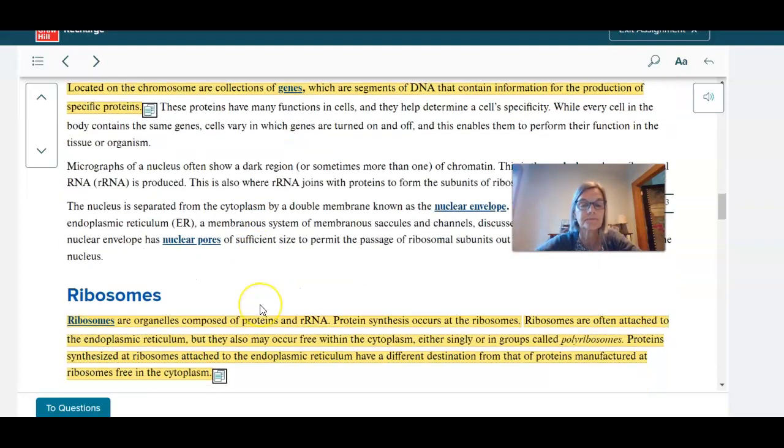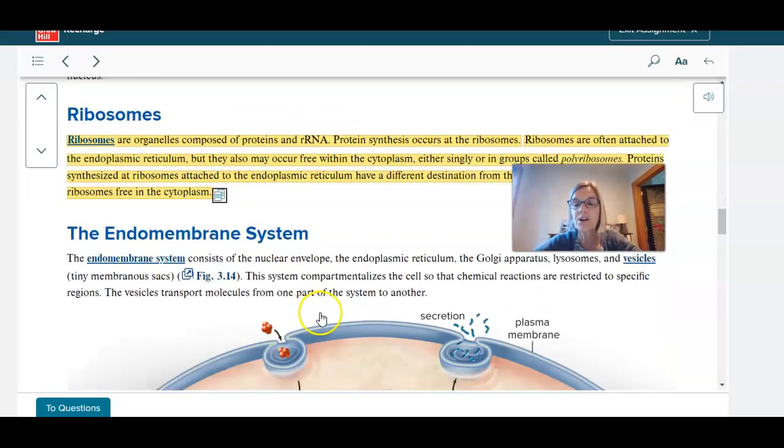The other structure I wanted you to be familiar with are ribosomes. Again, this is something you've learned in another class somewhere along the line, but ribosomes are organelles. They're composed of proteins and ribosomal RNA, but that's not that important for what we're doing. What is important is the ribosomes are where proteins are made.